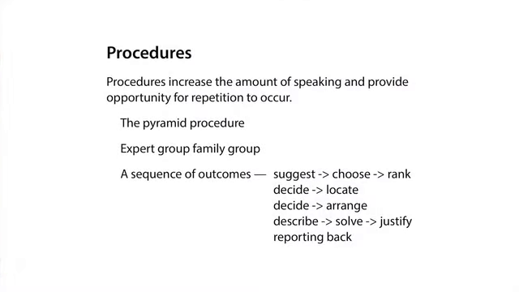A second kind of procedure is the expert group family group procedure. And this kind of procedure works well with split information tasks. Let's take the example of the strip story that we've just looked at. Let's imagine that your strip story activity has 10 sentences. All of the learners who have the same sentence get together and practice saying their sentence and thinking about where it might come in a story.